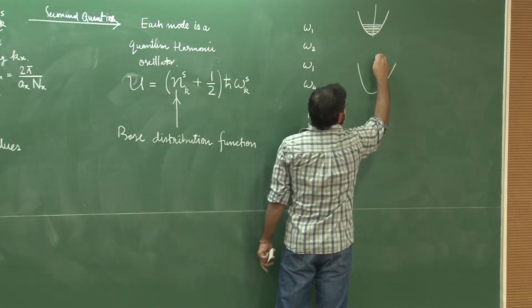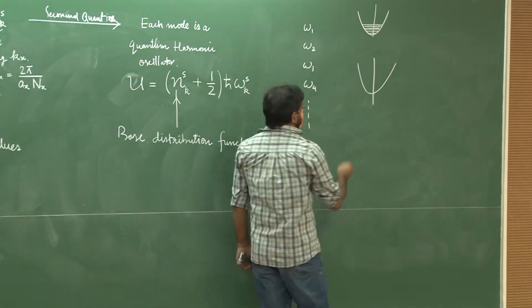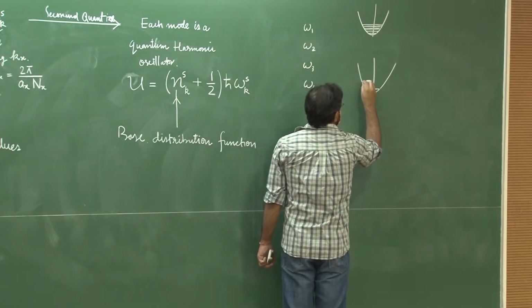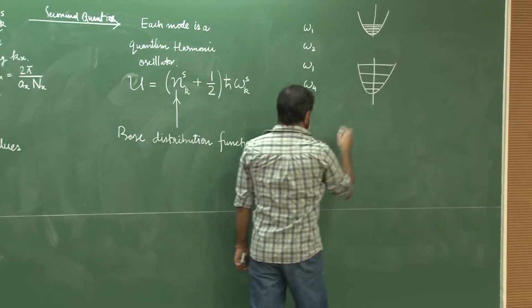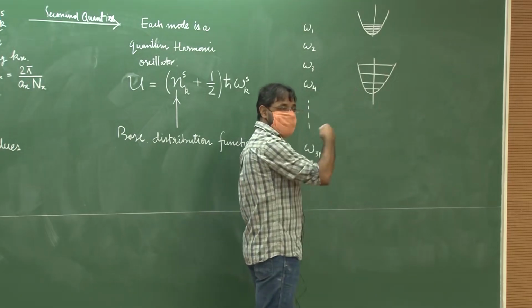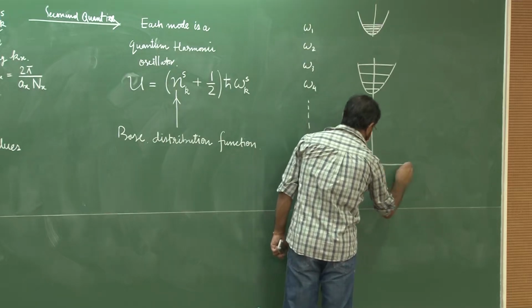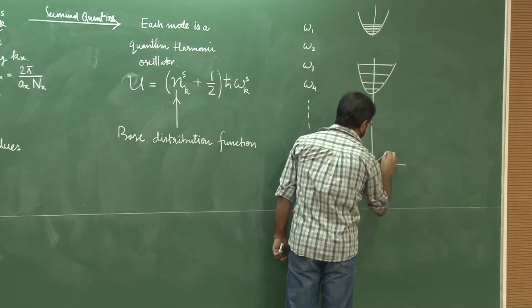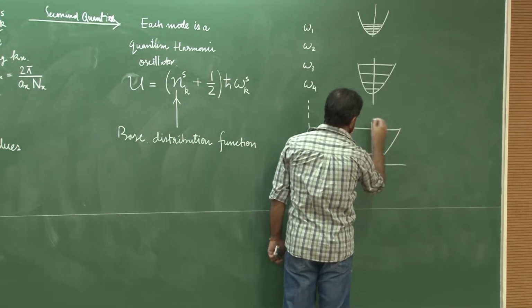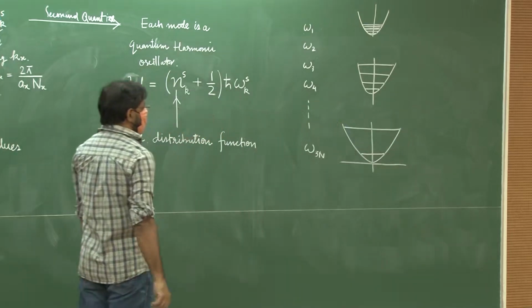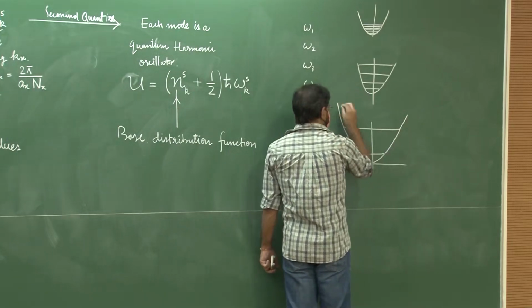When you come somewhere here, the form of parabola will remain the same because that is determined by the spring constant. But now the spacings are a little wider. And when you come towards the zone boundaries, then this spacing will become even wider. So that is the reality, that is what is happening in the real solid.